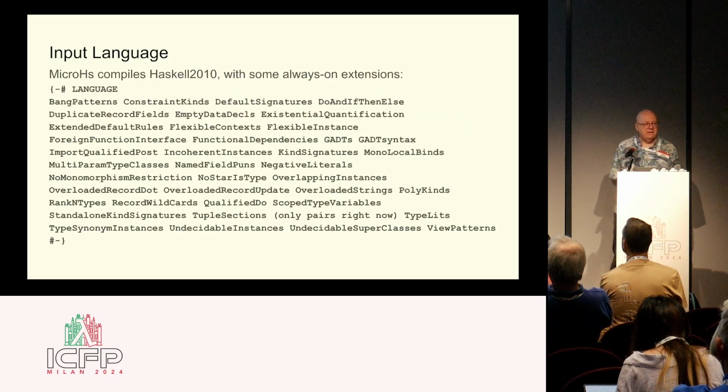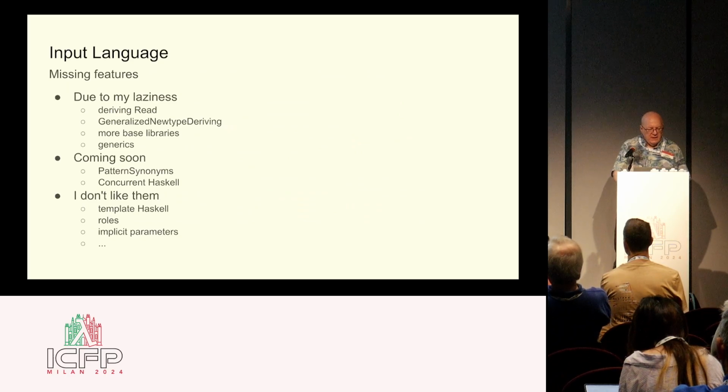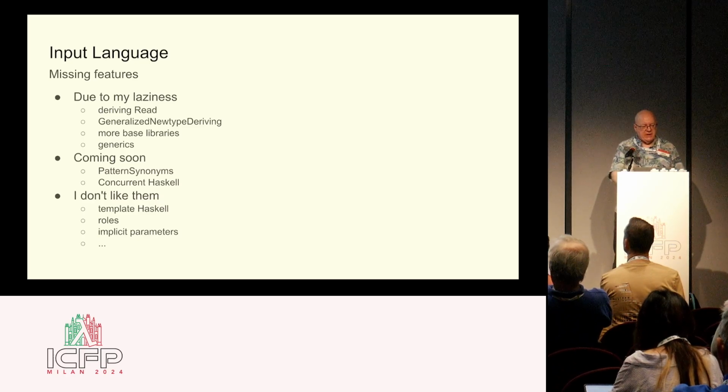These are the language extensions I've implemented, and they're not enough by far to compile all the GHC things, sadly. I might do some more. I probably will, because I want to compile some packages. Why aren't there more? Mostly because I'm lazy. And some of them I will never do, like Template Haskell. I don't like Template Haskell.